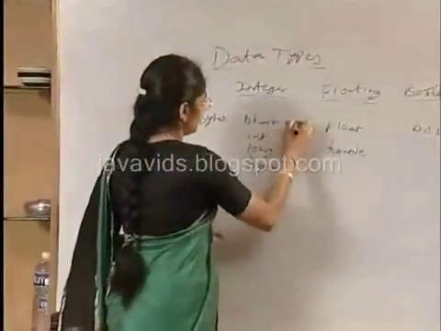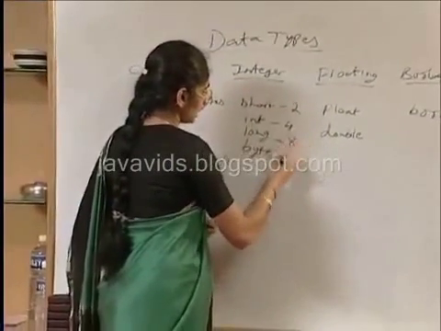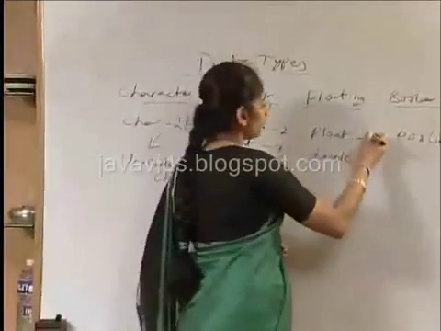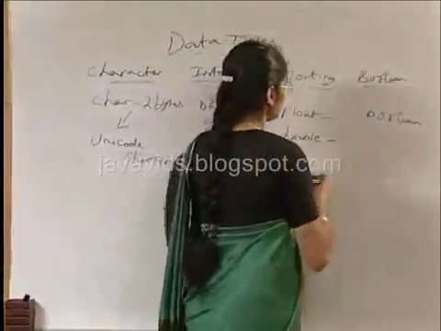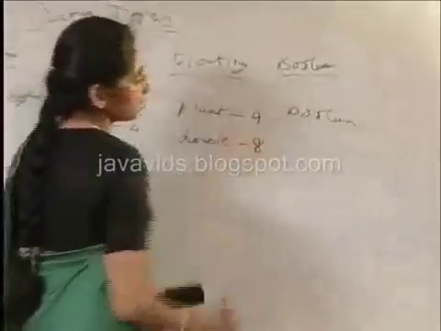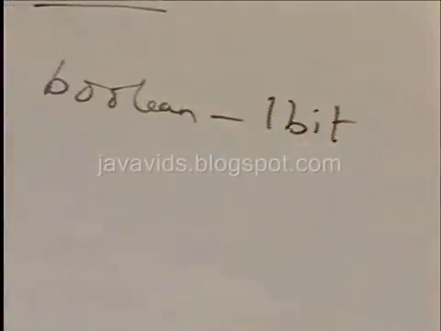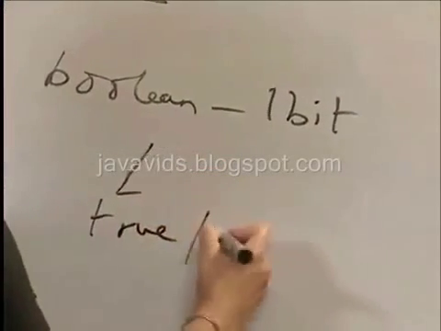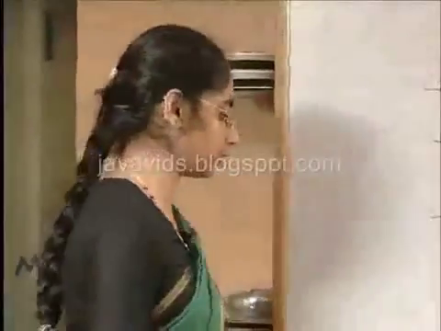Short is 2 bytes, int is 4 bytes, long is 8, and byte is 1 byte. Again, float is 4 bytes, double is 8, and Boolean is 1 bit. For Boolean, the values can only be true or false, all in lowercase. These cannot be replaced with 1 and 0 like we used to do in C.